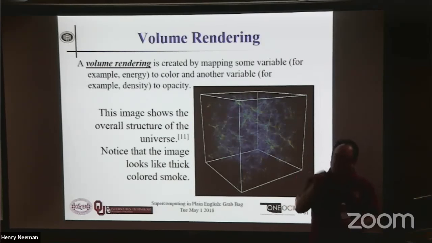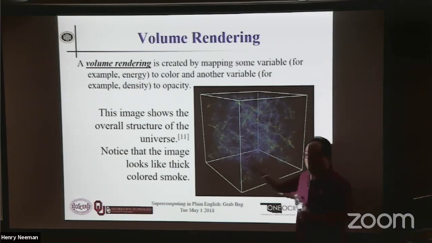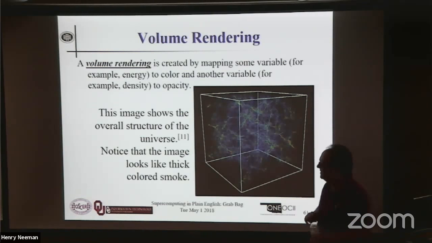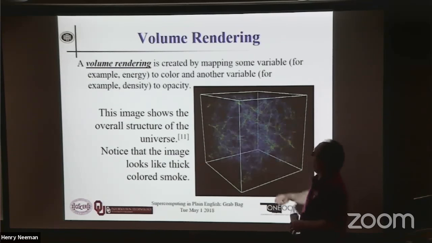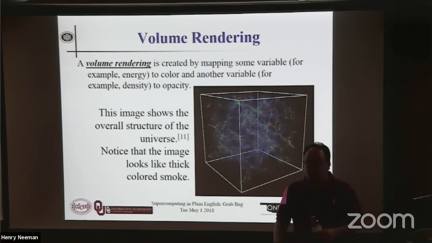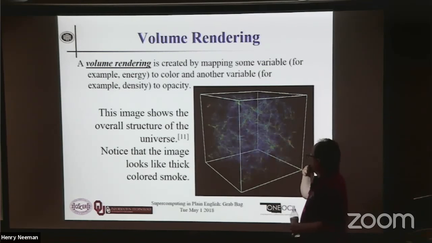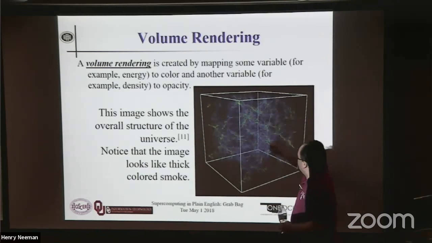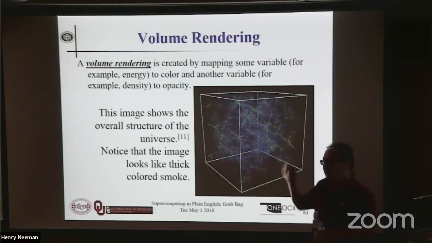So a volume rendering, thinking of that box as being filled with colorful smoke, where the smoke represents one quantity: how thick the smoke is, the opacity of it, represents one quantity, and the color represents another. So in this case, the thickness of the smoke is the density, and the color of the smoke is the energy. So we can actually see two quantities very clearly, and this was a simulation of the early universe, where it's starting to break into, you can see filaments, and then these red bits are superclusters of galaxies. This is a cosmology simulation.